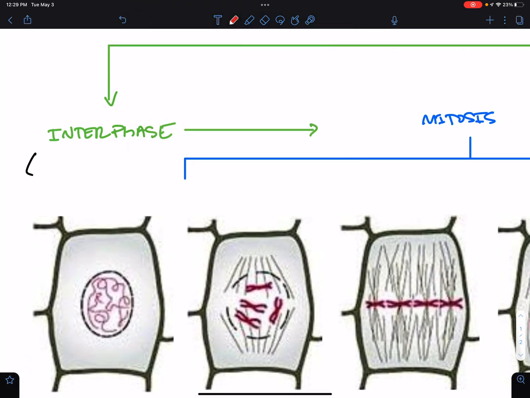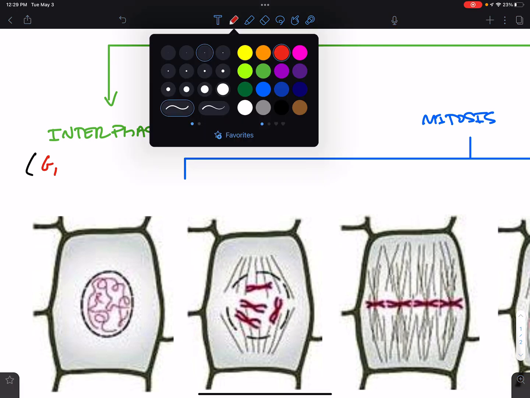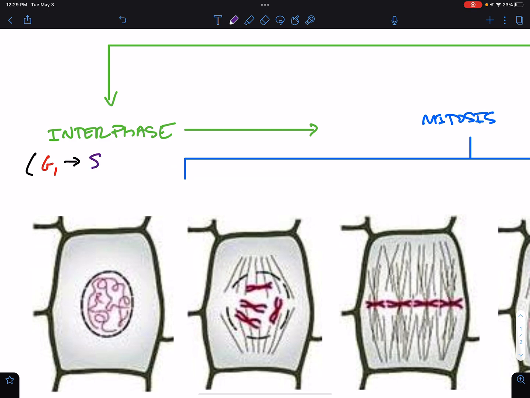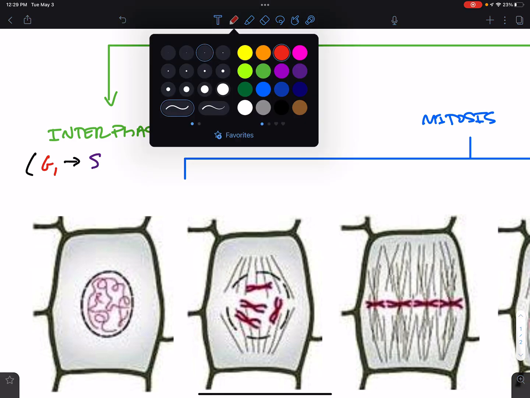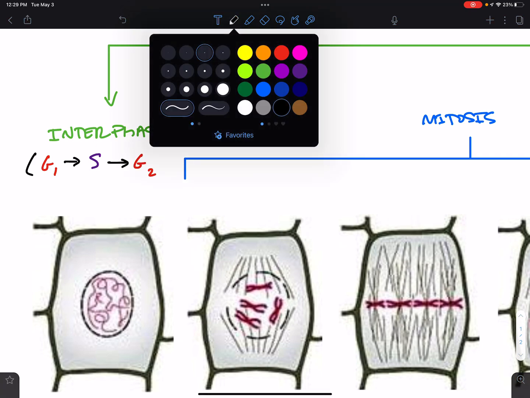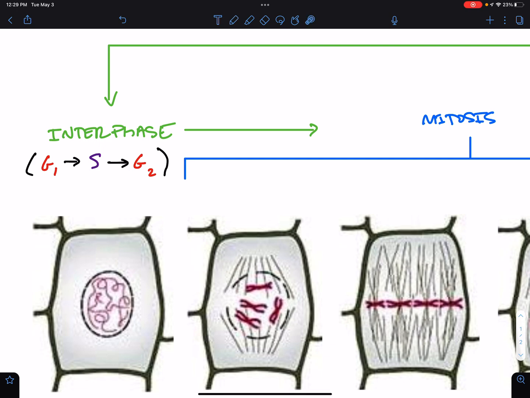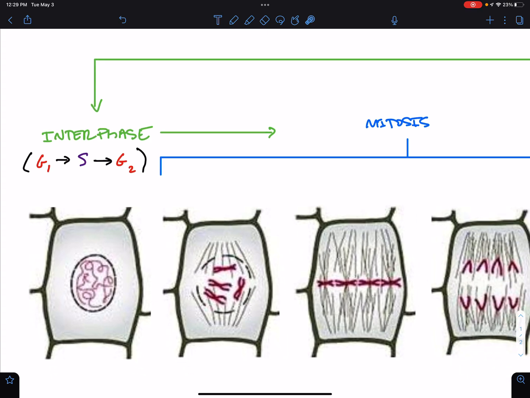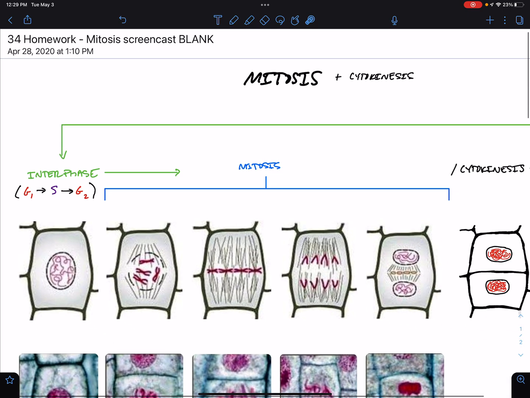We've got the G1 phase, followed by the S phase, followed by the G2 phase. And the G1 was growth or gap 1, where the cell is growing and doing normal cell life stuff. And the S phase, the cell is also growing and doing normal cell life stuff, but on top of that, it's also duplicating its DNA. And the G2 phase is very similar to G1. It's still growing and doing normal life stuff.